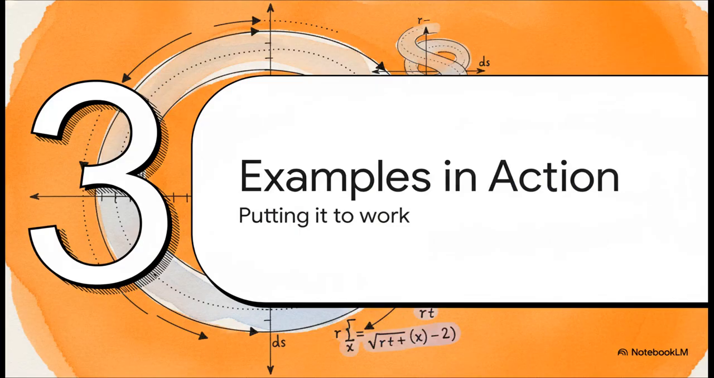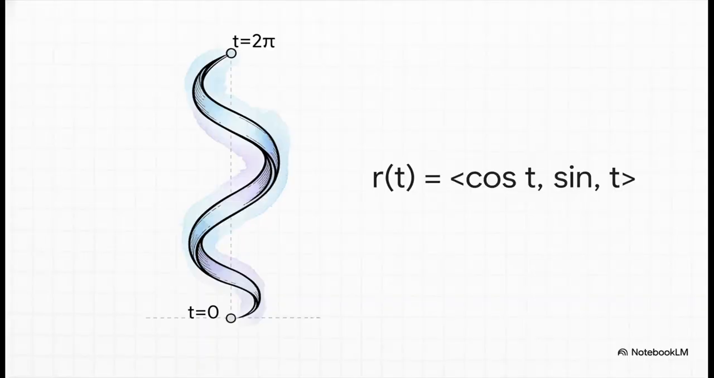All right, theory's great. But let's actually see how this works in practice. Let's get our hands dirty with a classic example to make this all feel a lot more real. Okay, so we're going to find the length of one full rotation of a helix. You can picture it like a spring or a spiral staircase. It's described by this vector function, and we want to know the length as our time parameter t goes from 0 all the way to 2 pi.